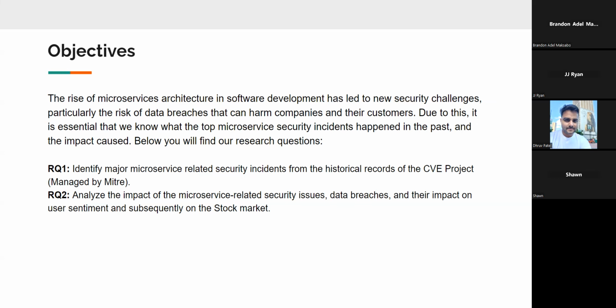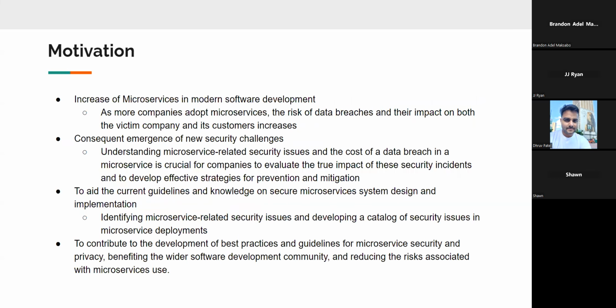Our motivation. The increase of microservices in modern software development is a huge motivation. As more companies adopt microservices, the risk of data breaches and their impact on both the victim company and its customers increases. Consequent emergence of new security challenges and understanding the microservice-related security issues, like the cost of data breaches in microservices, is crucial for companies to evaluate the true impact of these security incidents and to develop effective strategies for prevention and mitigation.